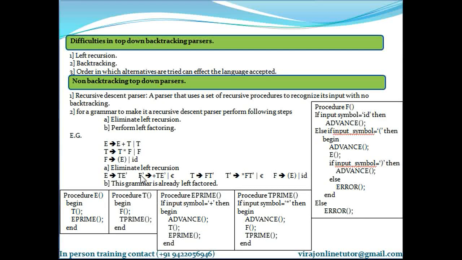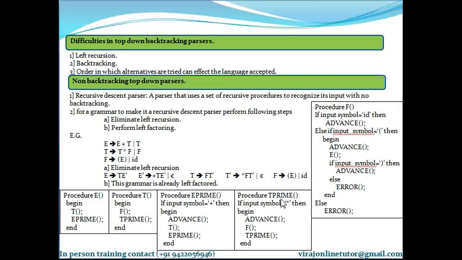For procedure for E prime, I check whether input symbol is plus. If input symbol is plus, then I call advance so that it will increment the input pointer. So if input symbol is plus, then I advance it, then I call function T and I call function E prime. Very easy.